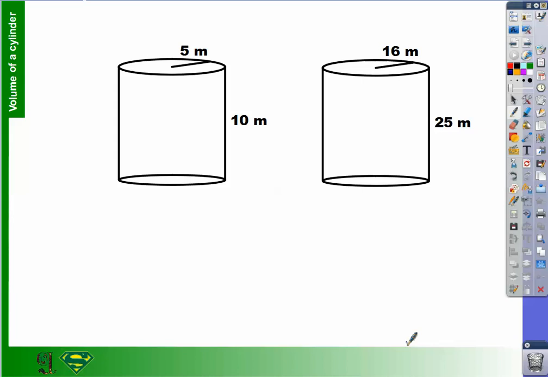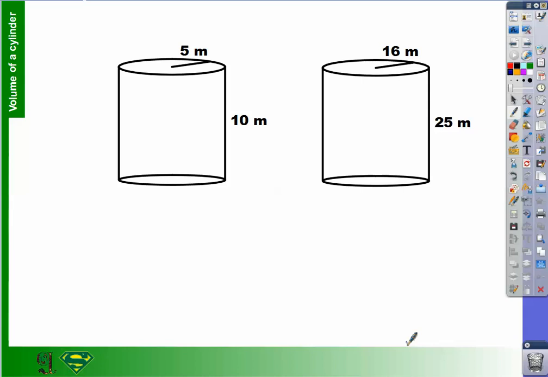This video is going to show us how to find the volume of a cylinder. So we have two cylinders up on the board, and at this point in your mathematical lives, it is expected that you know how to find the volume of a prism. It could be a rectangular prism, a triangular prism, or, I don't know, a 57-sided prism. The same concept applies to all of them.